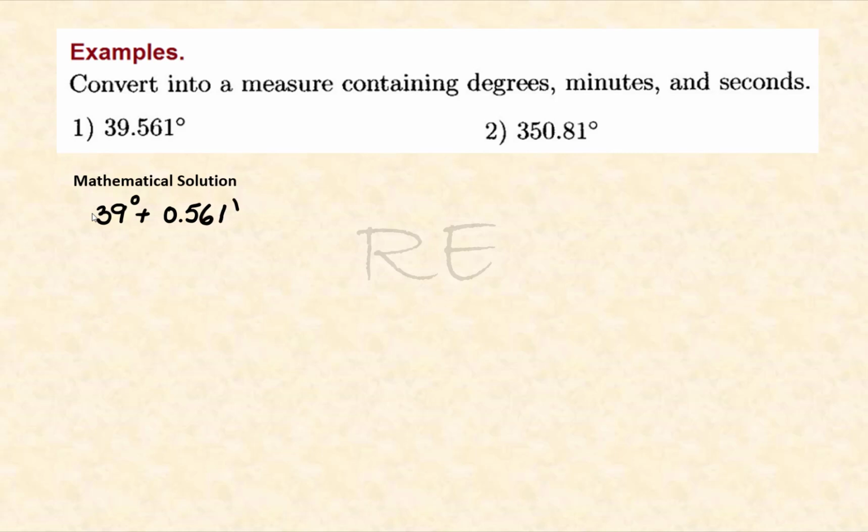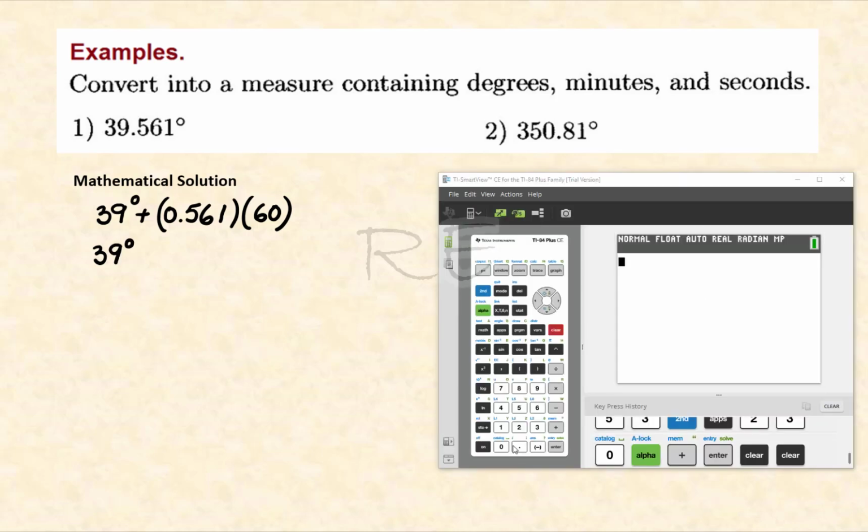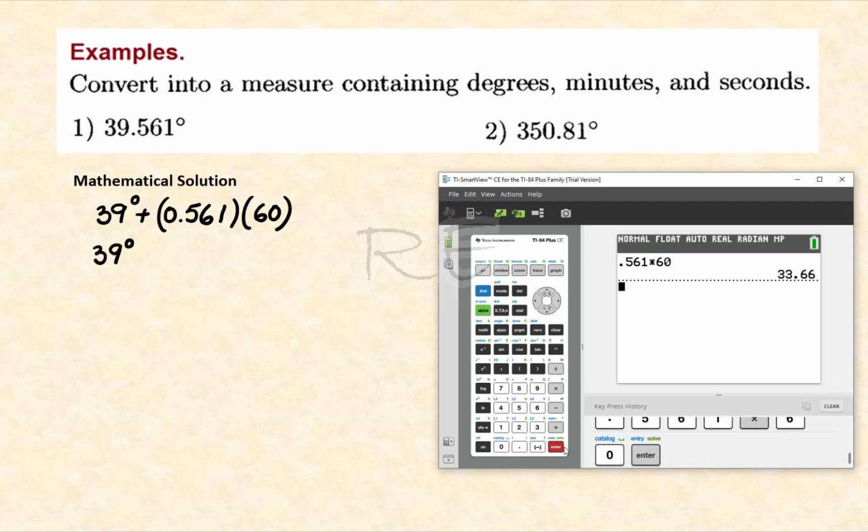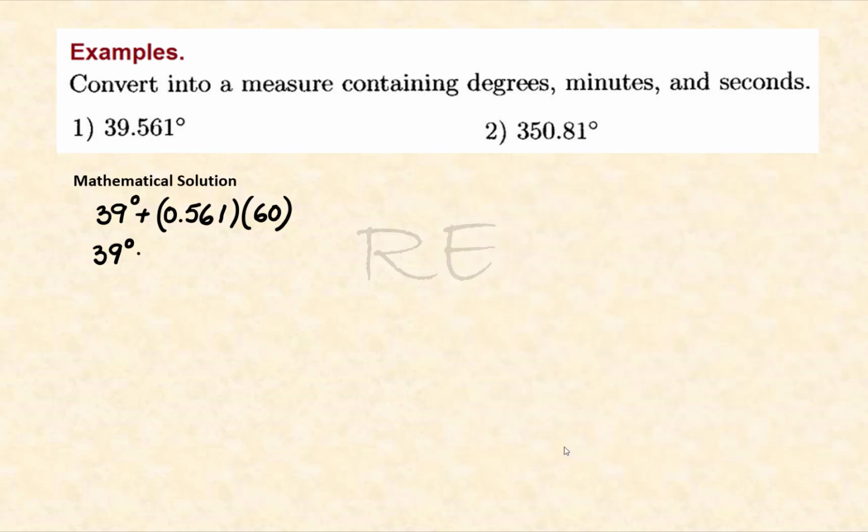0.561 will be multiplied by 60 to find the number of minutes. Therefore, we're going to have 39 degrees, and 0.561 will be multiplied by 60. We get 33.66, and 33 will be the number of minutes.